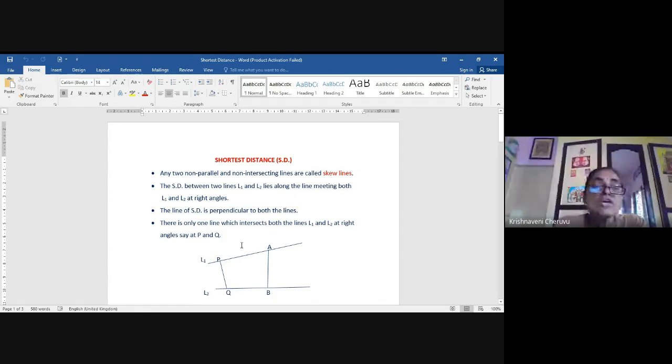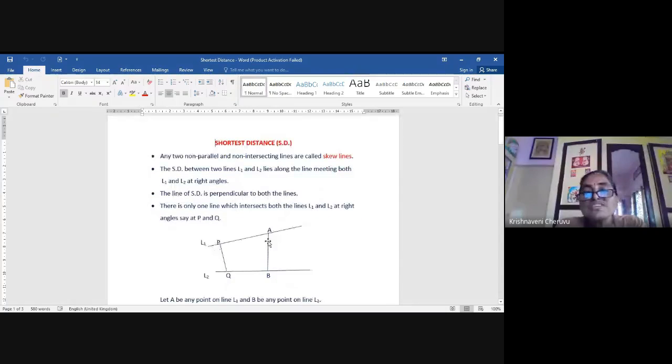If you see this diagram, girls, there are two lines here, line L1 and line L2. They are not parallel. Parallel means the distance between those two lines is the same. Whatever point you take on L1 and whatever point you take on L2, the distance is the same. They will never meet. They will never intersect. So here L1 and L2 are two non-parallel and also non-intersecting lines.